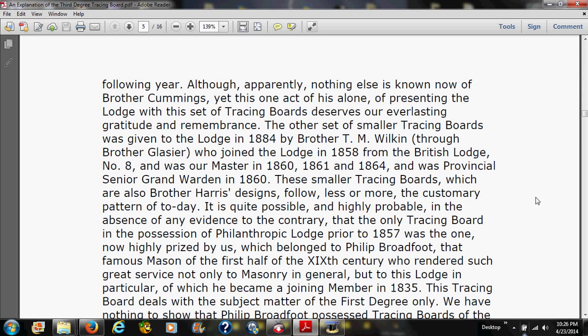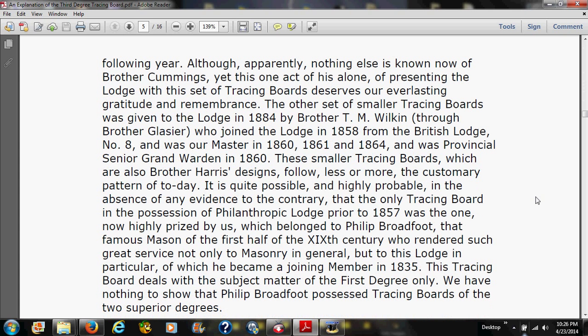The other set of smaller tracing boards was given to the lodge in 1884 by Brother T.M. Wilkin through Brother Glacier, who joined the lodge in 1858 from the British Lodge number 8 and was our master in 1860, 1861, and 1864, and was provincial senior grand warden in 1860. These smaller tracing boards, also Brother Harris's designs, follow more or less the customary pattern of today.